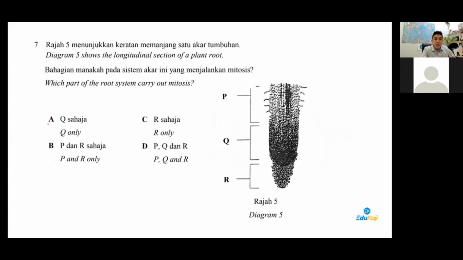Okay, guys. Number 7. This is an easy question. Guys, which part carries out mitosis? Actually, the root is here. This is the root. Okay, this is the soil. So Q lah, Q only, because this is the zone of cell division.